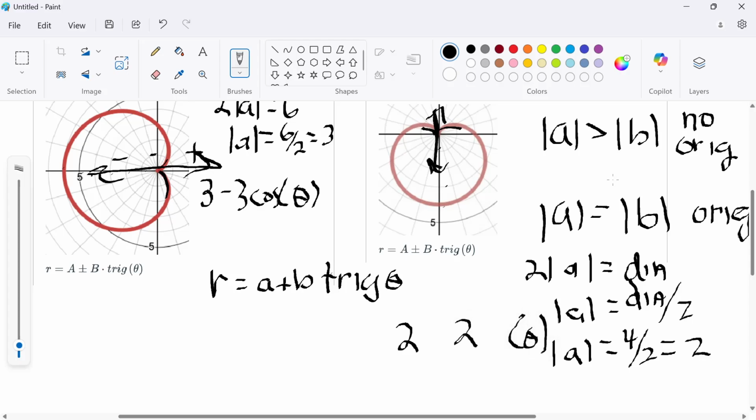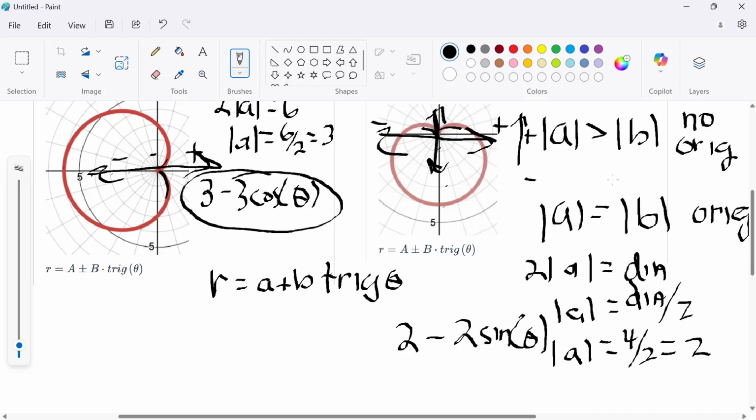Theta, well, I do, because cosine is left and right, positive to the right, negative to the left. Sine is up and down, positive up, negative down. Well, this is down, so it's negative sine, negative 2 sine theta. So because this one is a left-right one, it's 3 and its diameter is 6. Half of 6 is 3. 3 minus 3 cosine theta.